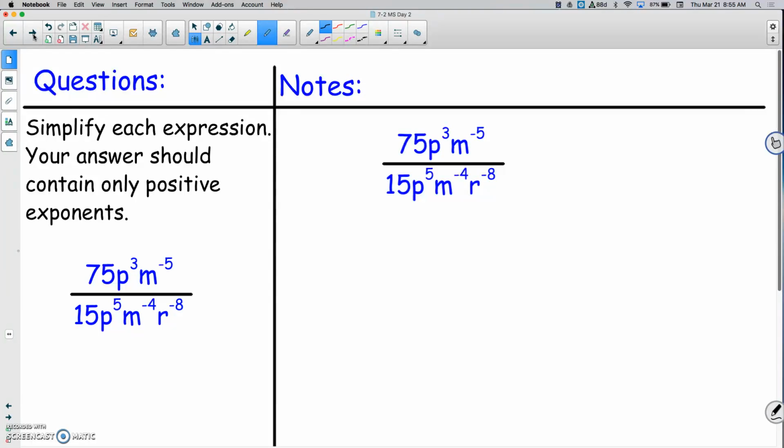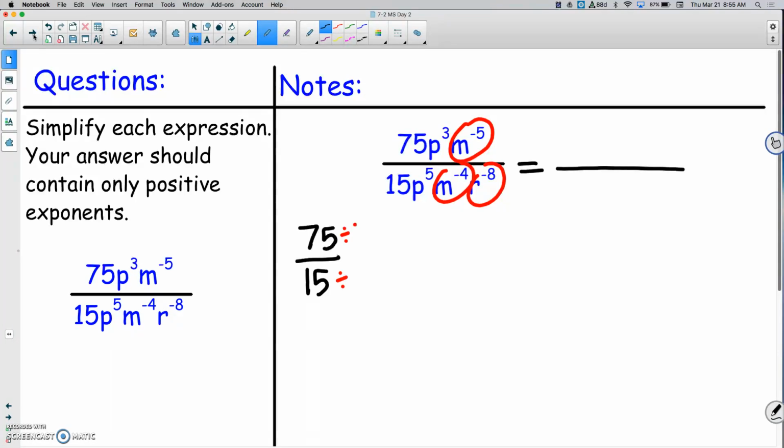Next up, negative exponents. There's 3 of them. No 0 exponents this time. Now, the first thing I want to do on this problem is deal with the 75 and 15. Those numbers, they're not exponents, they're coefficients. You reduce like a regular fraction.